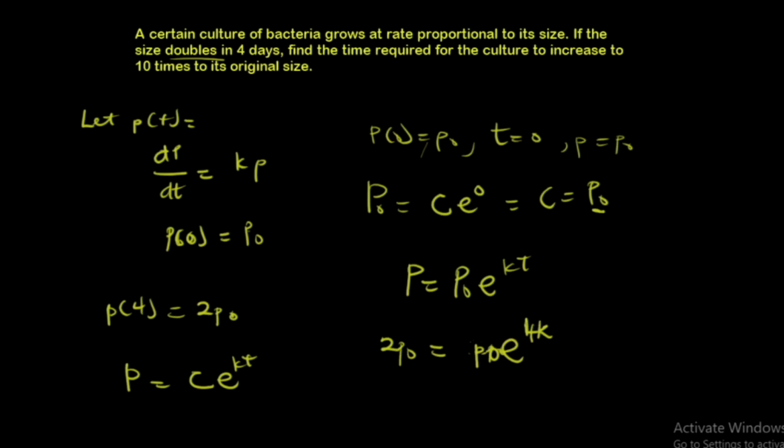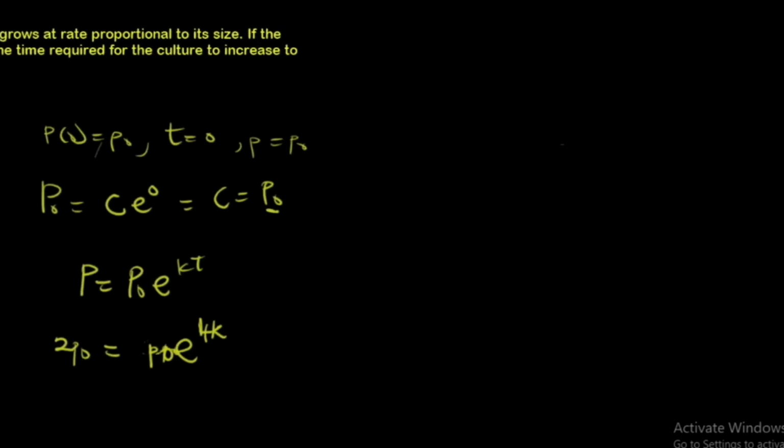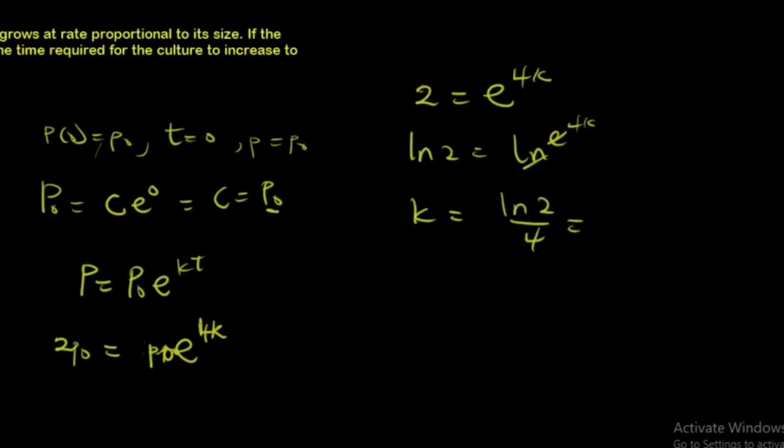Then we can find our k here using the additional information. We can divide through by P naught. We are going to get 2 is equal to e^(4k). Then when we take ln of both sides, we get ln 2 is equal to ln e^(4k), and this cancels this. So therefore, our k is equal to ln 2 over 4, which is equal to 0.173. So we've gotten our k. We use the initial condition to find our c, and we use the additional condition to find our k. Then we are finding the time.